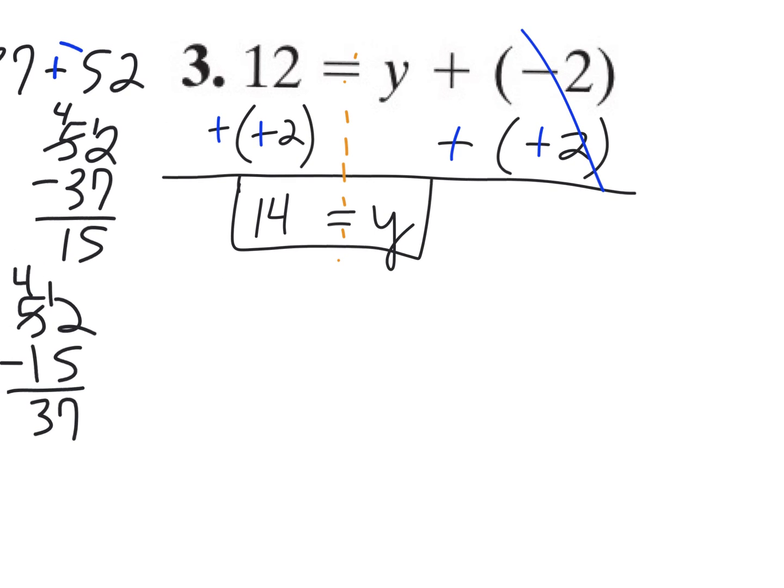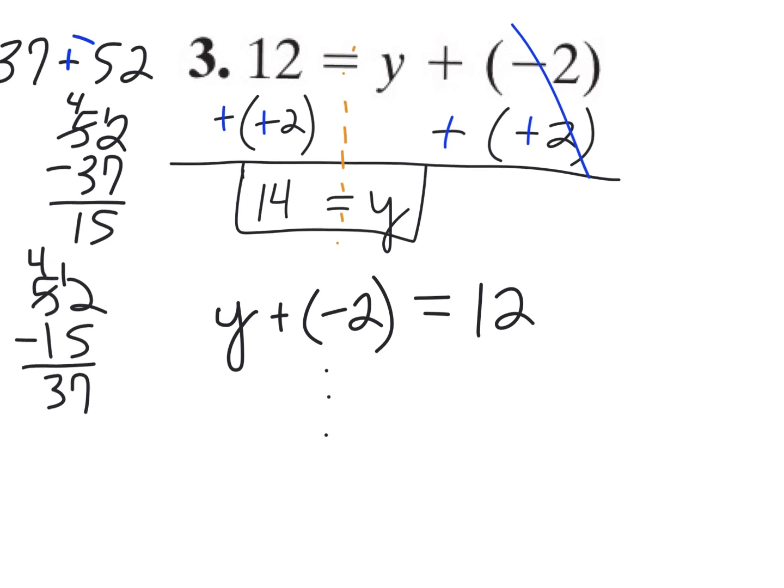Just to mention something to you, though, if these things are equal, you can switch sides if it really bothers you. So in other words, if these are equal, if you don't like the variable being on the right side, don't change the order, but you could switch what's on what side. So you could do y plus negative 2 equals 12. And then you could work it out, okay, if that's easier for you to look at.